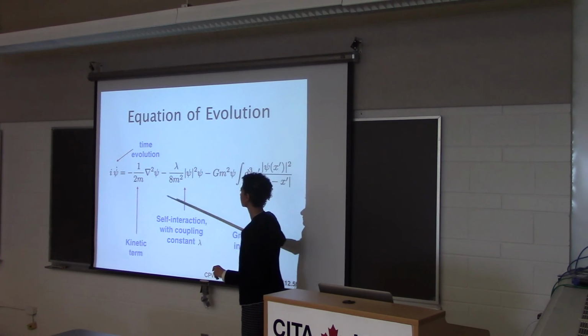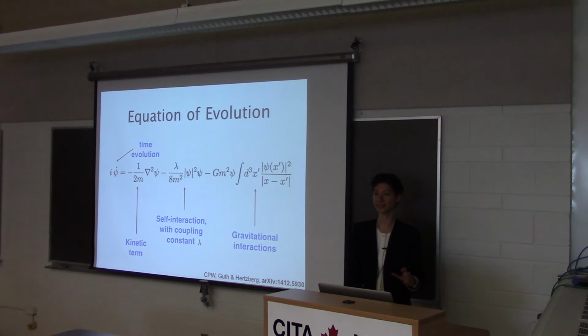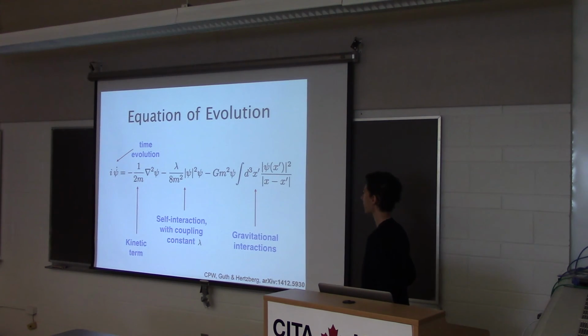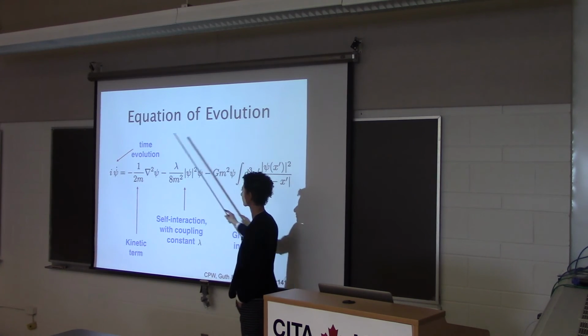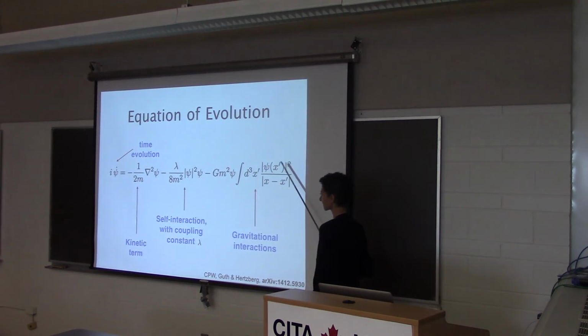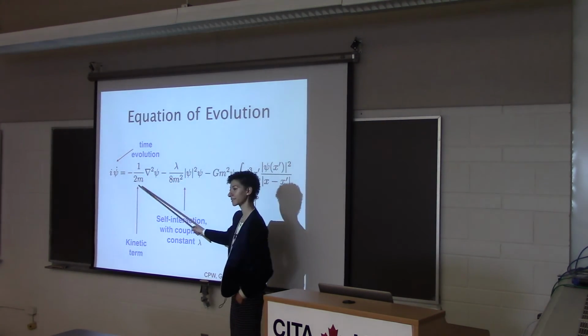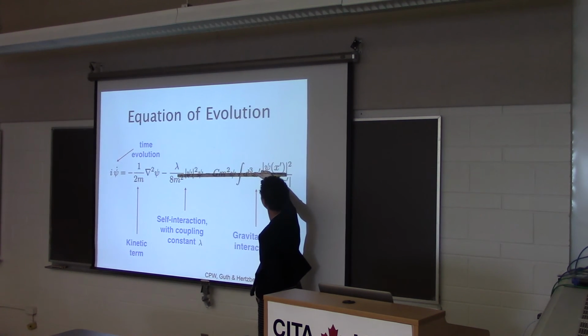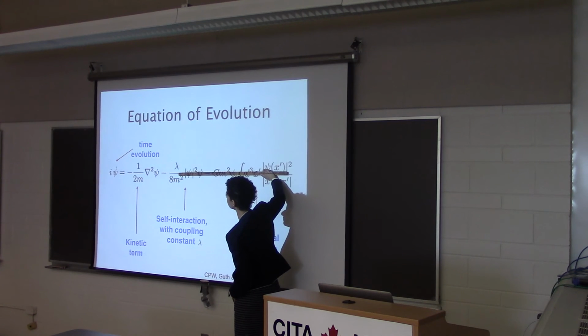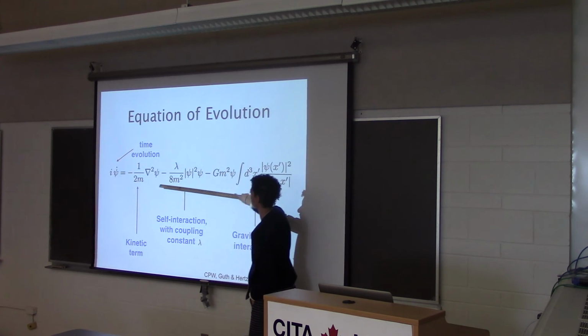Since we're in the non-relativistic regime, we can treat this as a complex scalar field. And really, all that I want you to take away from this is that even though we are still treating the system classically, this actually looks very familiar. So if you ignore these two terms, you have Schrodinger's equation.